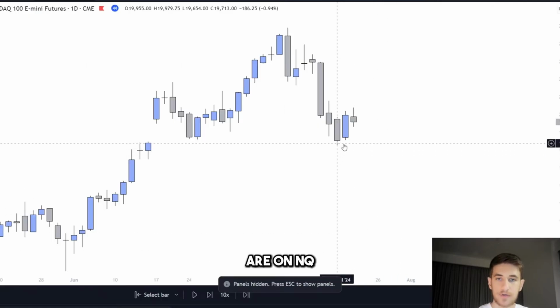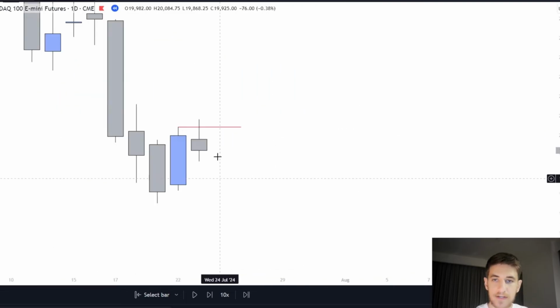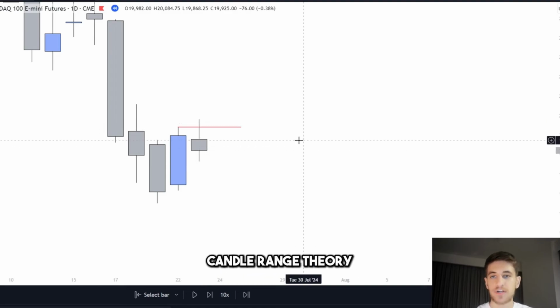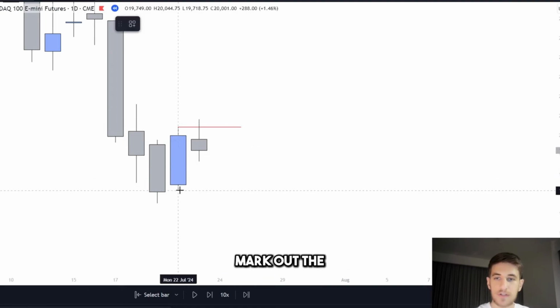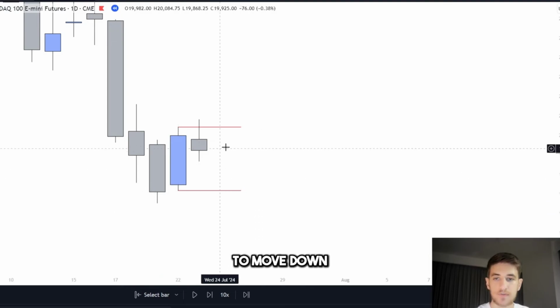So here we are on NQ, and what do we see on this candle right here? Price takes out the high of this candle right here, and notice how we don't close the candle above that high. So the first step of the candle range theory is done. Now we're going to mark out the low of the candle as well, and this is where our target is going to be for the market to move down to. And we're also going to draw a line at the low of this candle right here.